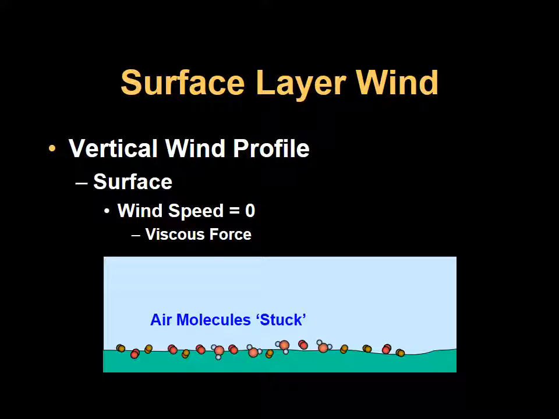In the surface layer, right next to the surface of the Earth, of course, molecules of air are slowed down because they're sticking to the Earth's surface. We call that viscosity. It's just like oil. Oil is very viscous. So is molasses. And what that means is that molecules tend to attract to each other. So in this case, the air molecules are attracted to the surface of the Earth, and they actually stick to the surface of the Earth. So right at the molecular level, there's no wind moving right at the surface.